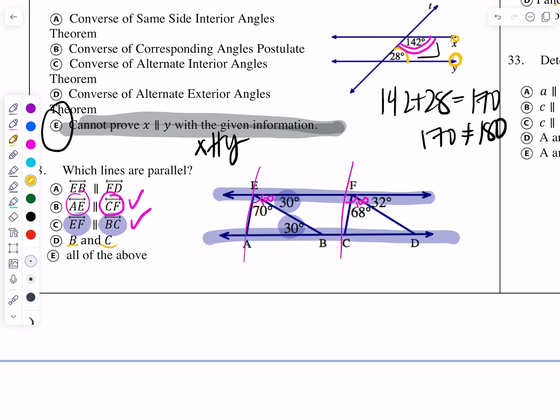So what is our answer? It's going to be D. Both B and C are true. So meaning that this one was true and this one was true. So we had to select the answer choice B and C.